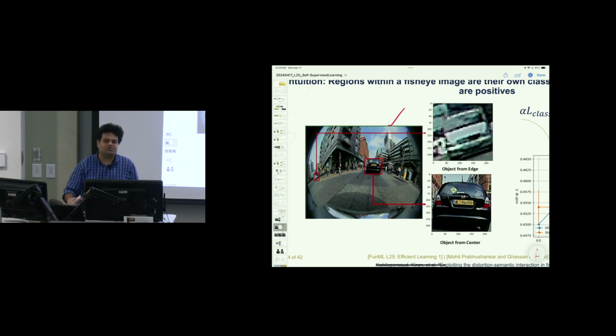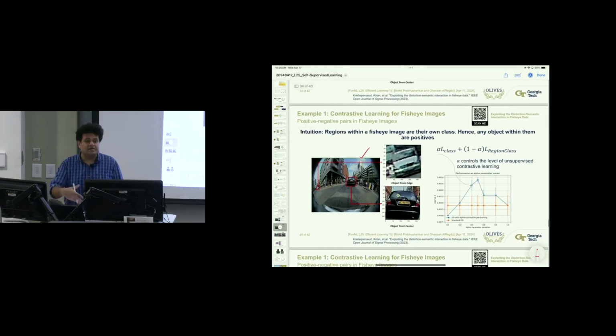You need these kind of fisheye images to construct algorithms. And we've already seen before, it takes a very, very long time in order to label these kind of images. So what we can then do is construct some kind of positive negative pairs that are not based on classes. So you don't need to know that this and this are the same class. You need to know where they're coming from within the image. So if it's coming from here, it's an object from center. Coming from here, object from edge.